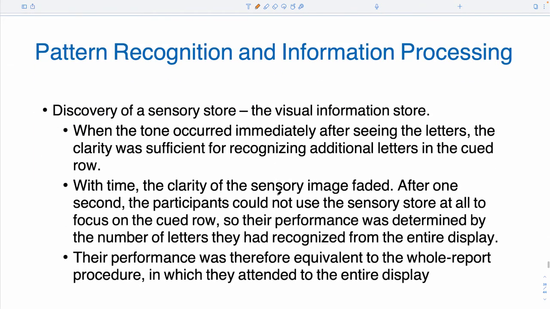So this basically led to the discovery of what's called the sensory store, also sometimes known as the sensory register. It holds all the visual information that we experience. The idea is that there's a little buffer in our nervous system that holds it for a very brief amount of time. When the tone occurs immediately after seeing the letters, the clarity was good enough for recognizing the additional letters in the cued row. With time, the clarity of the sensory image fades, however. After just 1 second, too much time has passed. Our little sensory store can't keep it indefinitely, and so performance drops quite a bit.